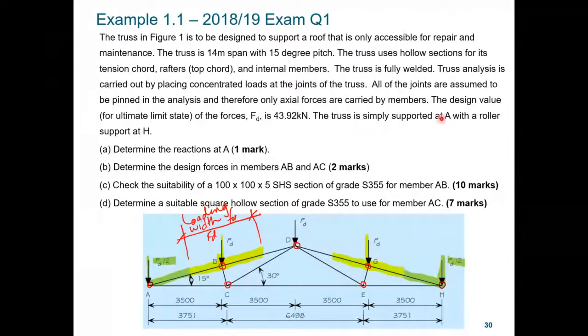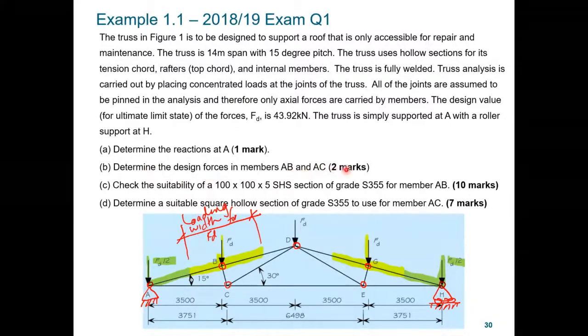The truss is simply supported at A with a pin and a roller support at H. So I'll draw that in graphically. So we said it's at A, it's a pin support, and at H, it's a roller support. Okay, so H can freely move left to right, but it cannot move up or down, whereas A cannot move left to right, or up or down. Okay, so what we're asked to do is determine the reaction at A, and you get one mark for that. So one mark to work out the reaction at A.